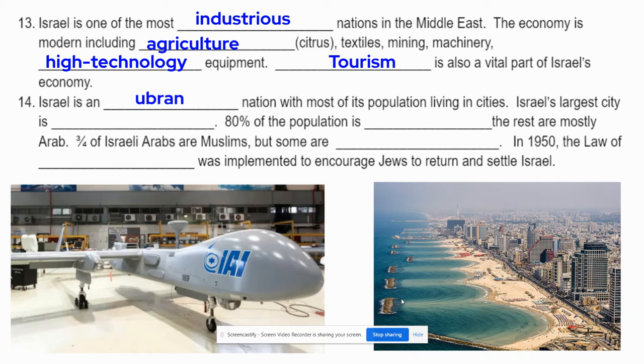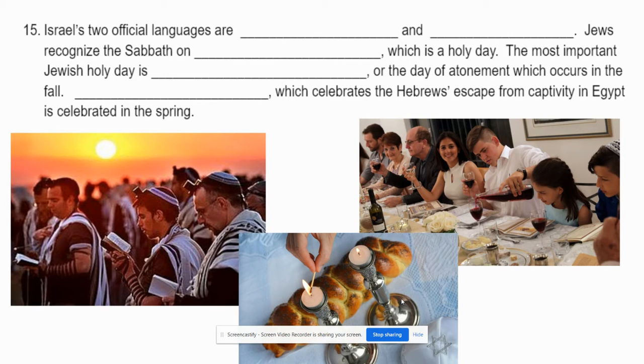Israel is an urban nation with most of its population living in cities. Israel's largest city is Tel Aviv. About 80% of the population is Jewish. The rest are mostly Arab, and about 3/4 of the Israeli Arabs are Muslim, but there are some Christians. In 1950, the Law of Return was implemented to encourage Jews to return to settle Israel. And number 15, Israel has two official languages, one being Hebrew and the other being Arabic.